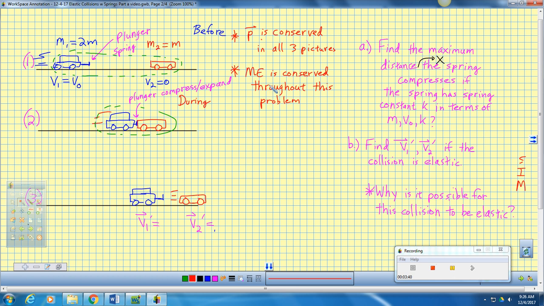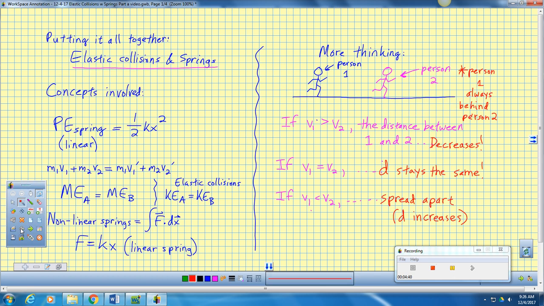Okay, so finding the maximum distance the spring compresses, if the spring has a spring constant k, in terms of this stuff, is our first thing. And in this class, right before we started filming this video, we did a demonstration with Nicole, the excellent slow motion runner, who we compared, and I think even have a picture of something like this on a previous slide. Yes, person 1 and person 2. And we came to these conclusions. Nicole is person 2, I think I am person 1.